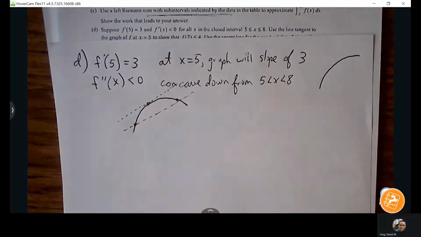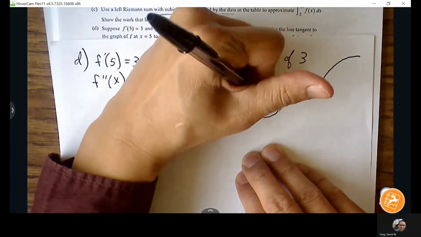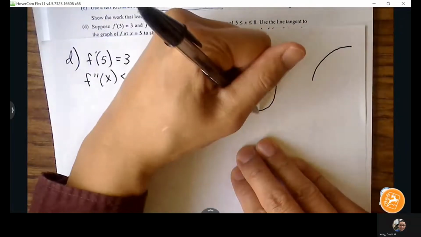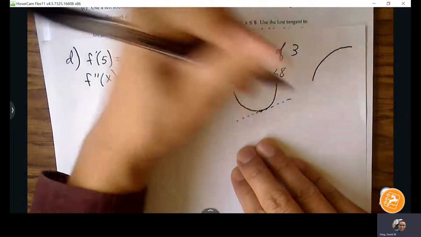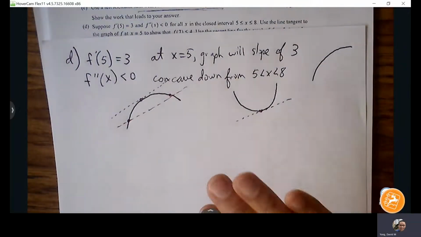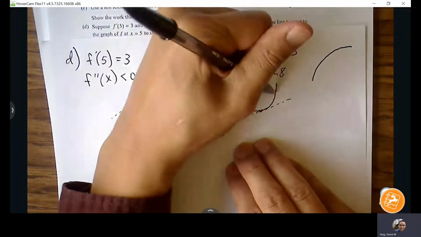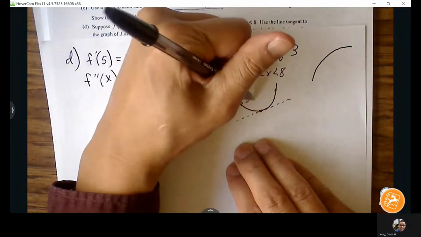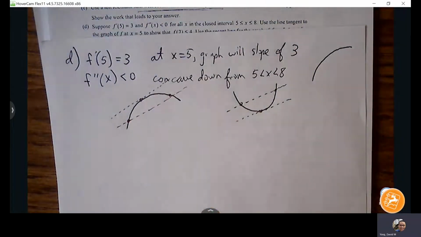Now, the flip side: what if the graph was concave up? Then any tangent line that you create is going to sit below the curve, right? It's going to be an under approximation. And any secant line that you create is going to be over approximating. Okay, so that's the big idea that we're going to be building off of for part D.